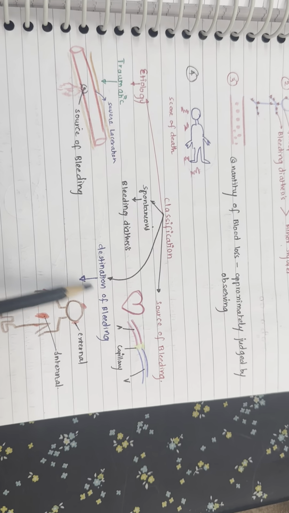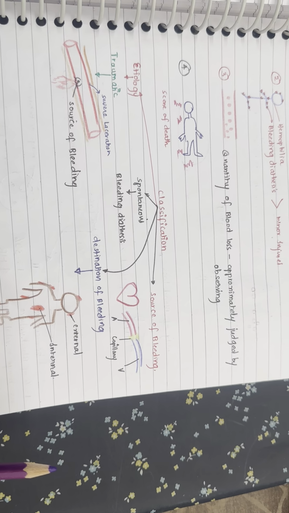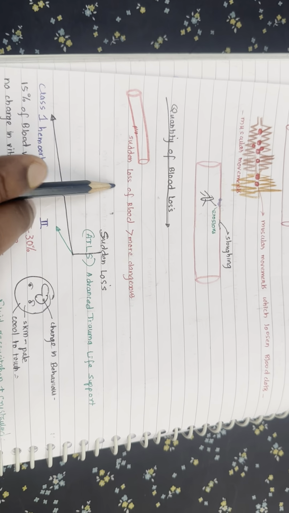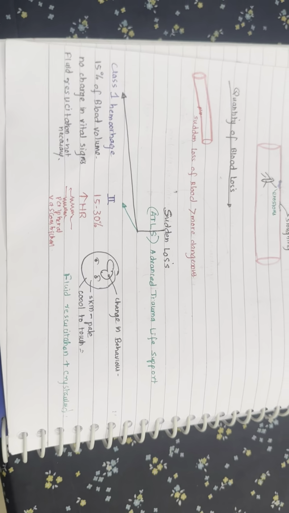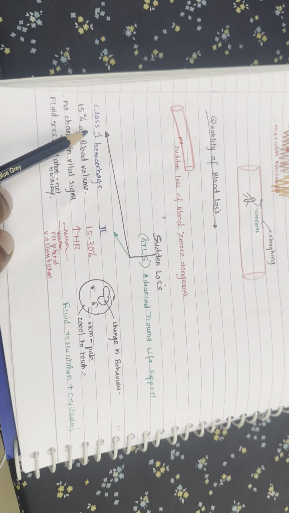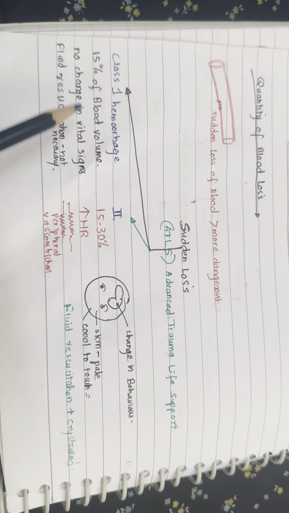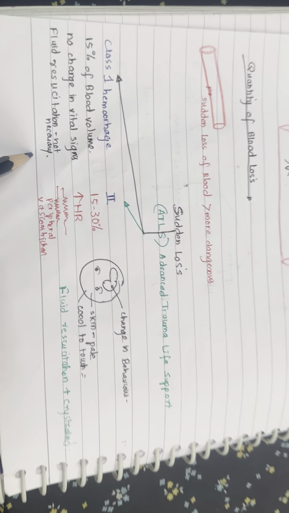Then number five, quantity of blood loss. Sudden loss of blood is more dangerous than the same quantity of loss occurring slowly. Classification: sudden loss is divided into 4 classes by the American College of Surgeons Advanced Trauma Life Support, that is ATLS. Class 1 hemorrhage involves loss of up to 15% of blood volume. There is typically no change in the vital signs and fluid resuscitation is not usually necessary.